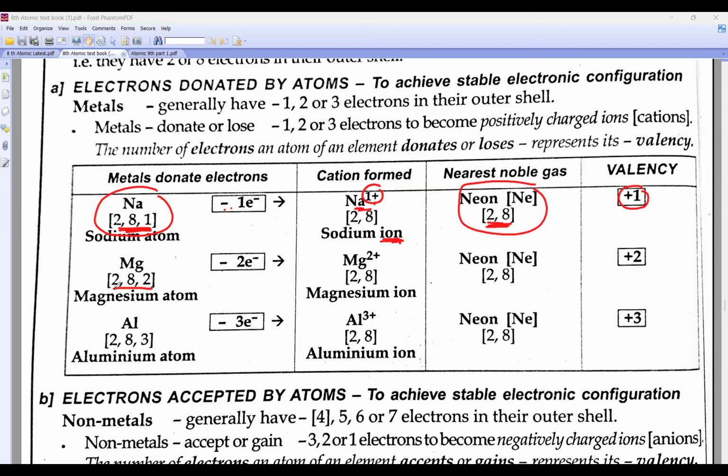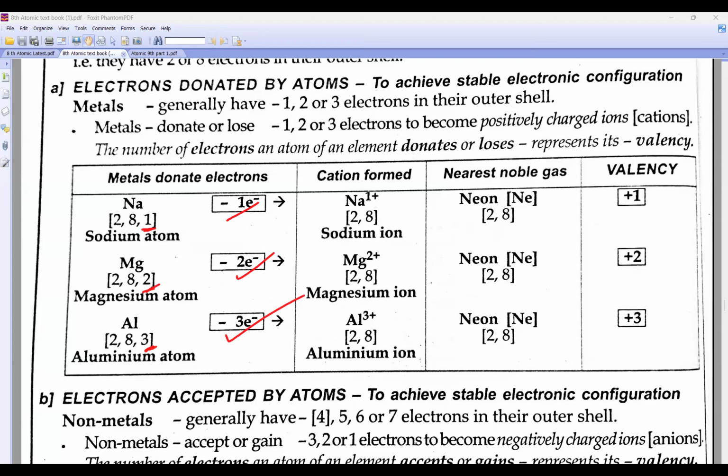Magnesium, now tell me, beta, who is the nearest noble gas to magnesium? Again, neon. So it will lose 2 electrons. It wants to become 2,8. In order to become 2,8, it has to lose 2 electrons. So plus 2 valency. Who is the nearest noble gas to aluminium? Neon. So in order to become like it, it will lose. Always remember, any element, if its outermost shell has 1, 2, or 3 electrons, that is 3 or less than 3, it will always lose them. Here it was 1 electron, so it loses 1. Here it was 2, so it loses 2. Here it is 3, so it will lose 3.